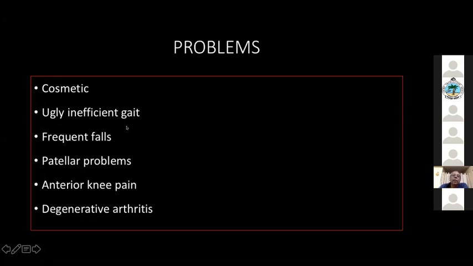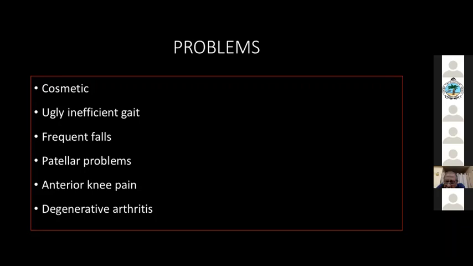Then what are the problems in genu valgum? You can read this. Cosmetic: genu valgum produces an ugly deformity. Then an inefficient and ugly gait. Usually they fall down frequently, which is why it is called knock knee. Patellar problems, patellar subluxations are common. Anterior knee pain is common, and degenerative arthritis occurs because of the faulty weight bearing.